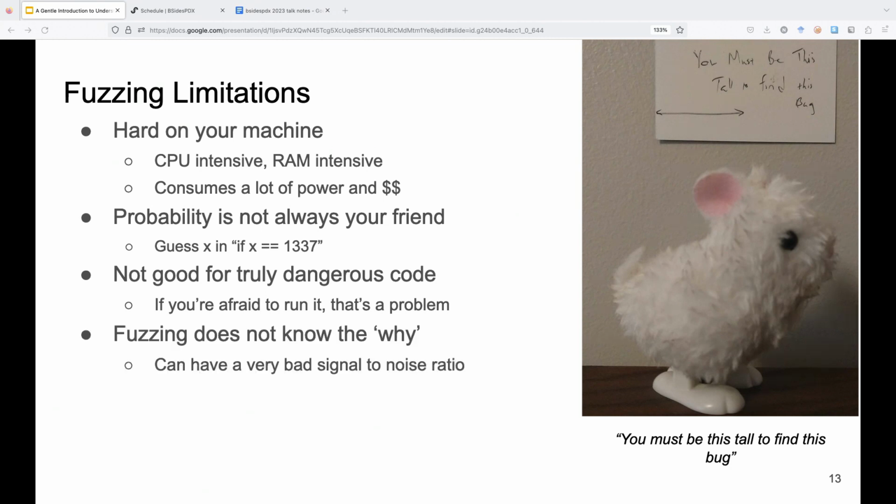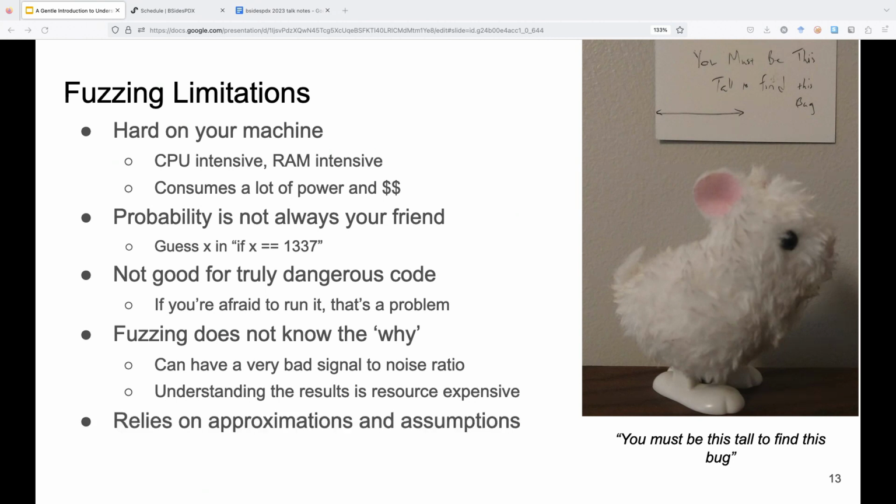And as I mentioned earlier, it does not know why, which means it can't tell you why if you want to know, but it also means you often get these bad noise to signal ratios. You get a lot of reports, and you might have to go looking for that needle in the haystack. What is the one golden crash report among 1,000 turds? And don't underestimate how long it can take you to figure out the answer, especially in large old C programs.